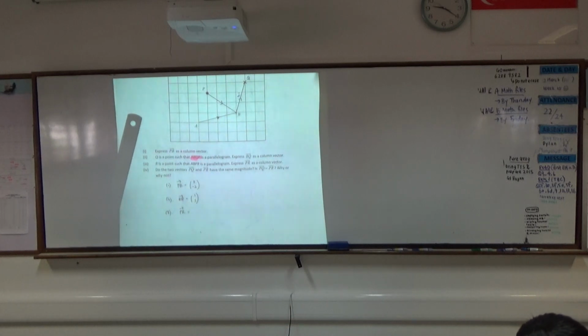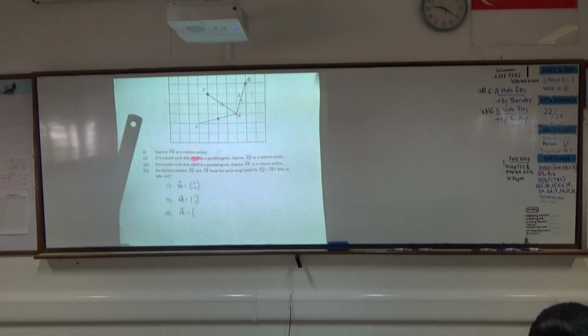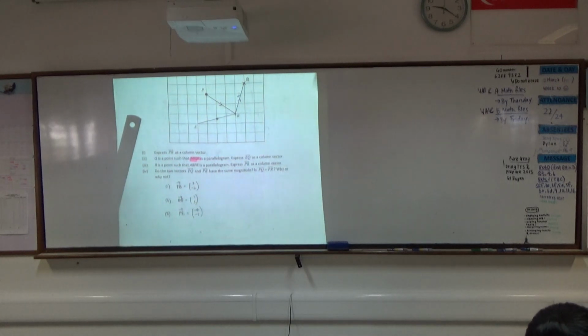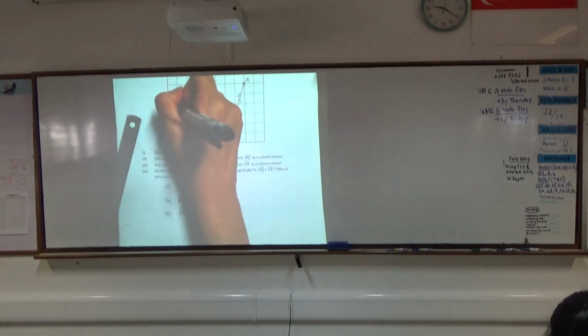Hope you managed to locate it. Joseph, what is the vector PR going to be? Negative 4, negative 1. So all of us are able to get it. R is actually supposed to be here.